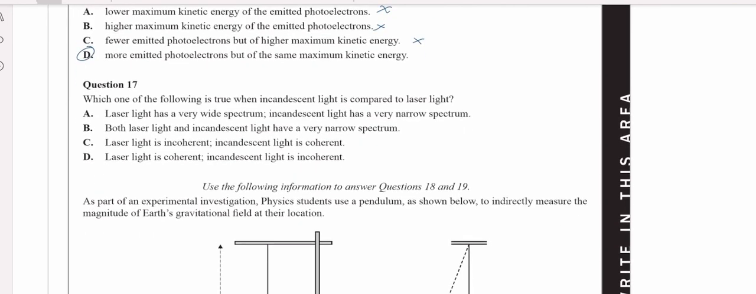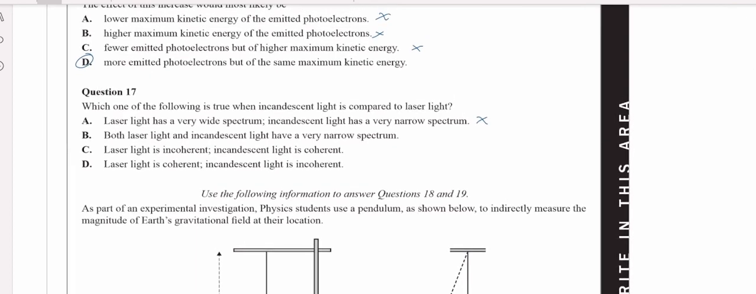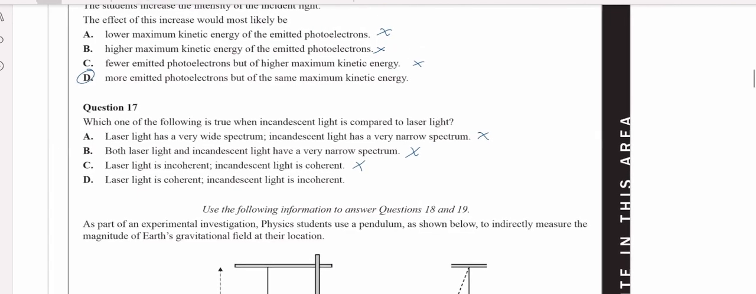Which one of the following is true when incandescent light is compared to laser light? Incandescent light doesn't have a very narrow spectrum. It's white light. Both laser light and incandescent light having a very narrow spectrum is wrong. Again, incandescent light does not have a narrow spectrum. Laser light is incoherent and incandescent light is coherent is also wrong. Incandescent light isn't coherent. There are multiple wavelengths going on in there. And so it's D.